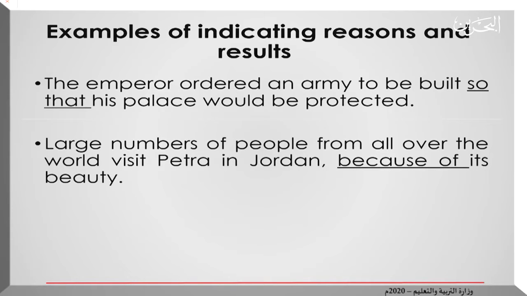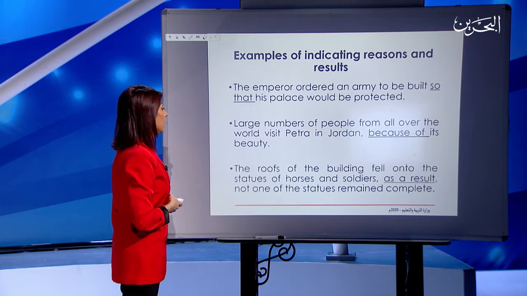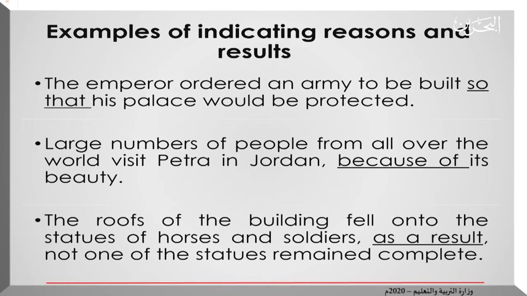Large numbers of people from all over the world visit Petra in Jordan. Why? Because of its beauty. This is another way of giving reasons. The third example, the roofs of the building fell onto the statues of horses and soldiers. As a result, not one of the statues remained completed.